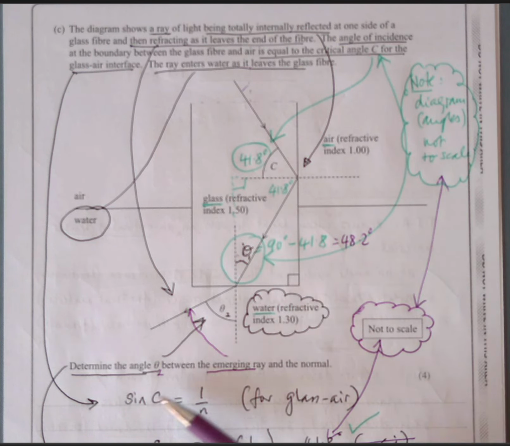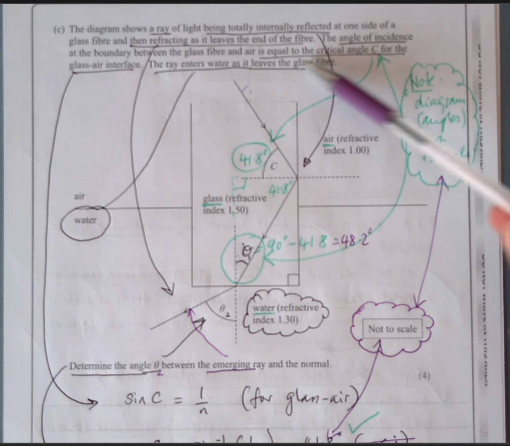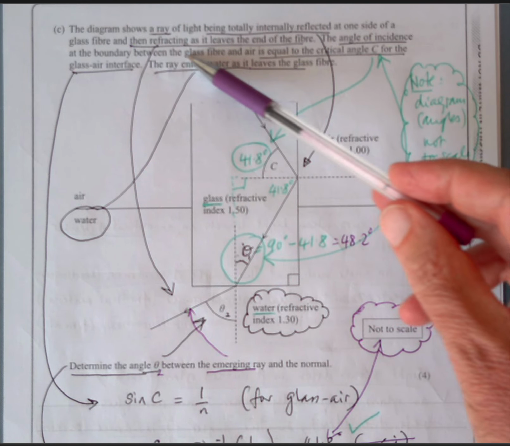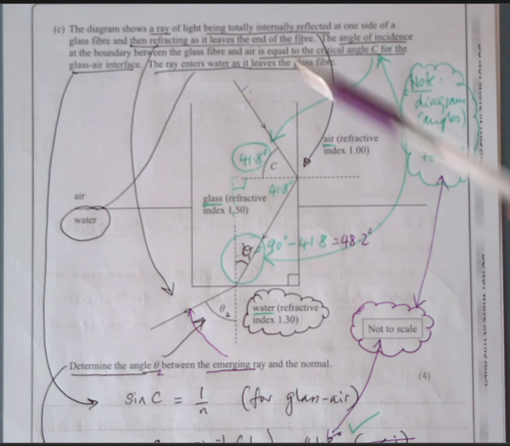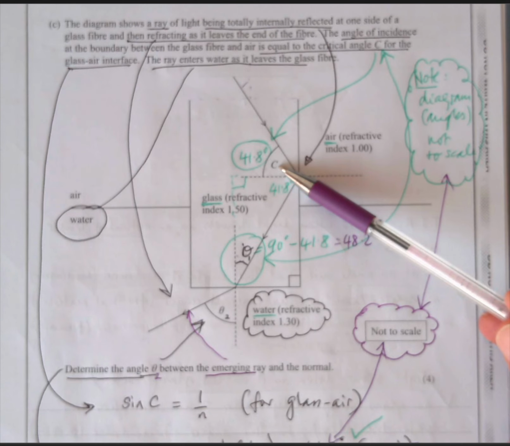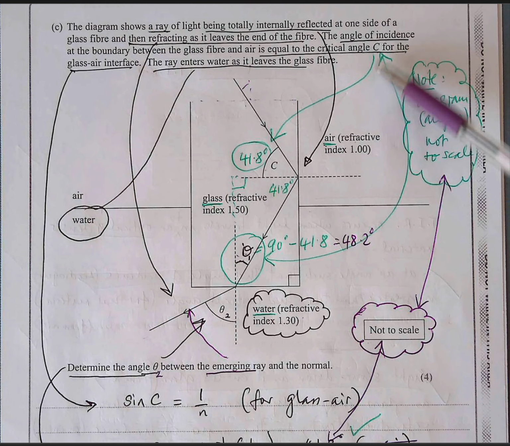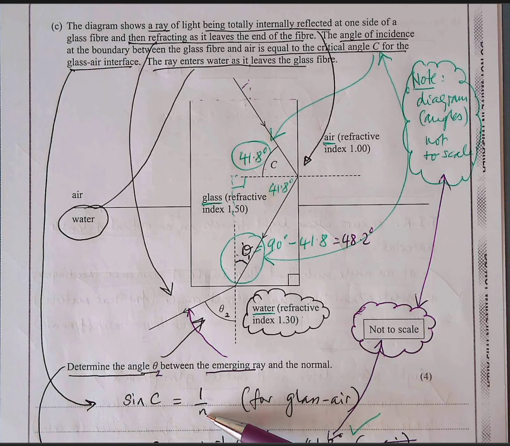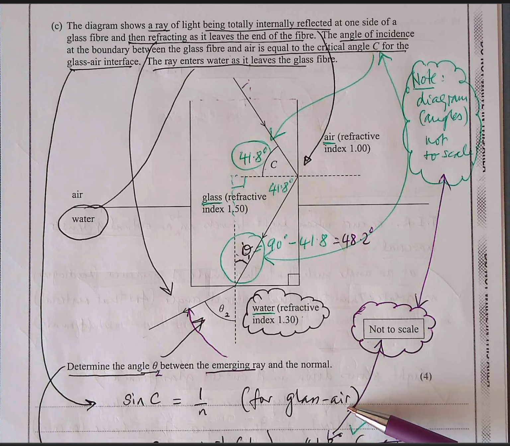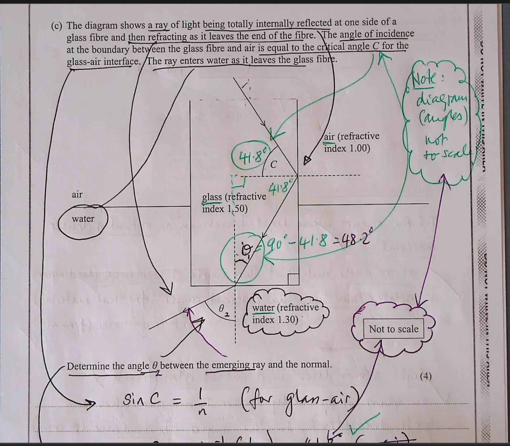So determine the angle, and it tells us here the angle of incidence at the boundary between the glass fiber and air is equal to the critical angle for the glass air interface. So if we know that, yeah, we can find out what the critical angle is. And they're telling us that that's equal to this angle. That's all it is. So it's just to make sure you've understood that this angle is equal to the critical angle. And we know from the equations given to us that sine of the critical angle is 1 over the refractive index. And this case is for glass and air, 1.5 to 1.00. So that's what you've got to do.